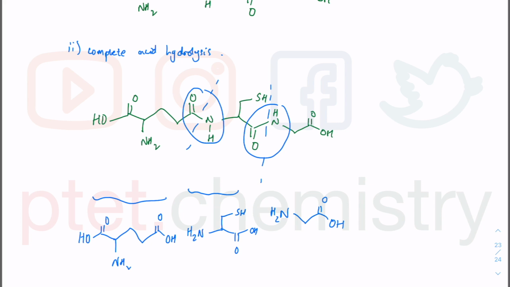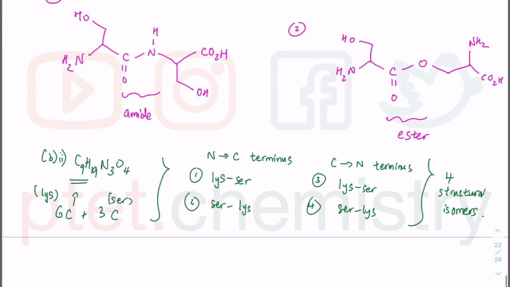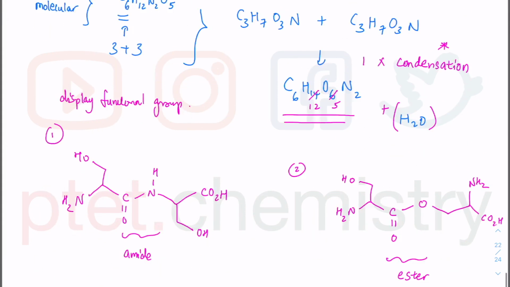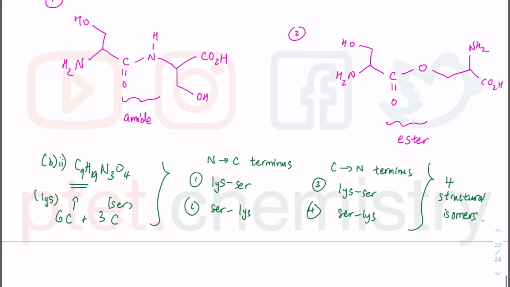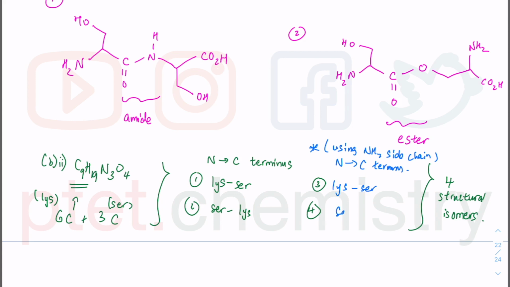So what can we say? Oh, I just remembered one thing. I think I've made a mistake here, because this is something with the NH2 on the side group. So we are still looking at nitrogen to carbon terminus. Carbon to nitrogen is not allowed. But this is nitrogen to carbon terminus using the NH2 on the side chain. So I think it's very important that I go back and correct this. I beg your pardon.